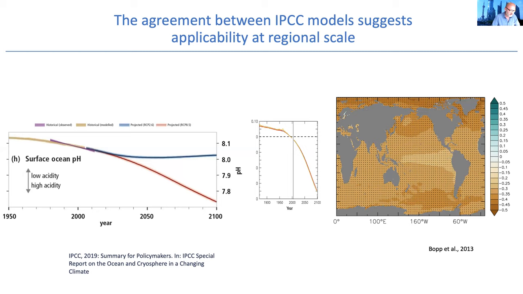You could still go into the IPCC report, the last summary for policymakers, and feel quite confident because of the agreement amongst the AR5 models that this is quite a safe bet. And even more when you go to look to the BOP paper, yes, you can see that it's not necessarily a global average, but even the regional values agree well between the models.